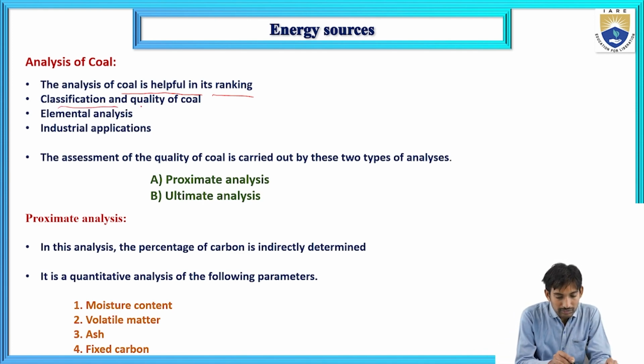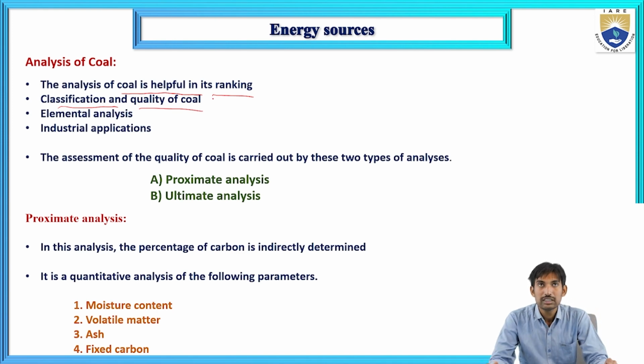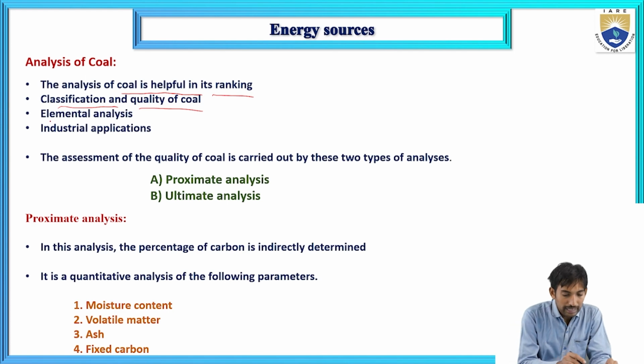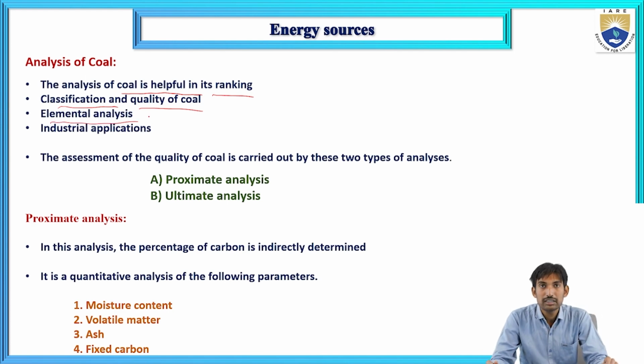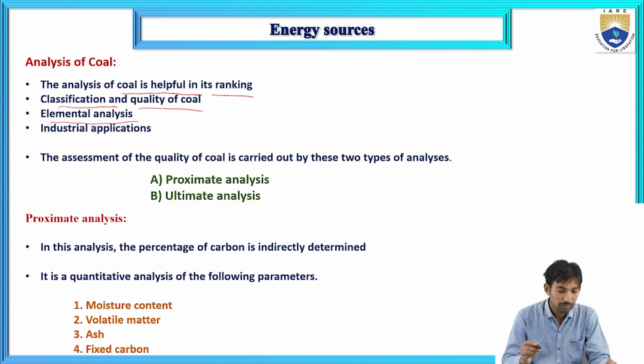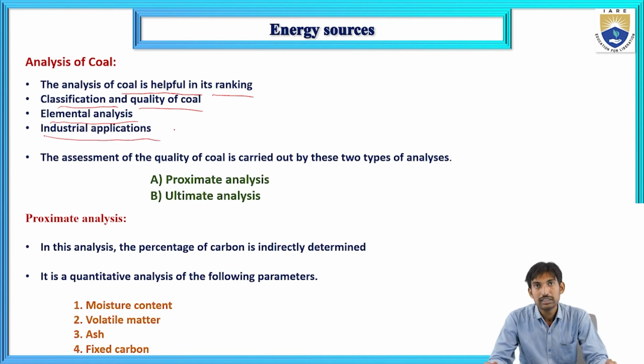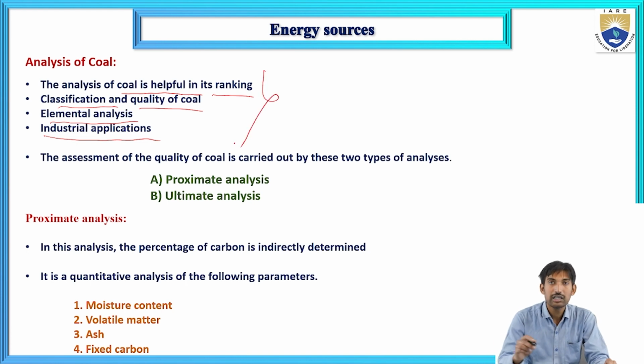The classification and quality of coal. By analysis of coal, we can do the classification, and we can also check the quality of the coal. The elemental analysis. By elemental analysis, we can know how much of different types of elements are present in the coal. And also industrial applications. Different types of coals can be used for different types of industrial applications. For that purpose we have to analyze the coal.